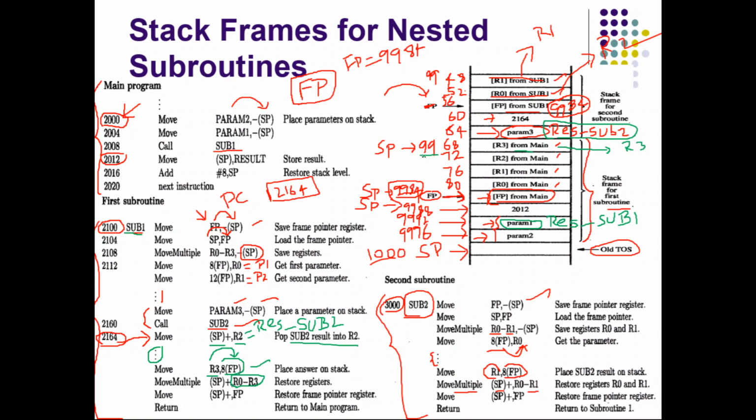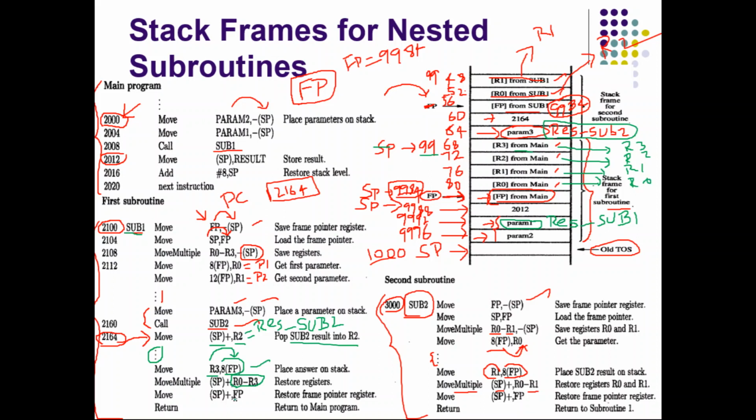And then SP will be incremented to 72, right? Again this content will be moved to R2. After that SP will be incremented to 76. Again this content will be moved to R1. After that SP will be incremented to 80. Again this content will be moved to R0, right? After that SP will be incremented to 84.